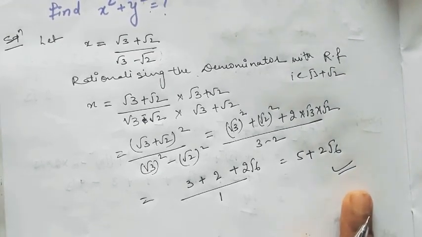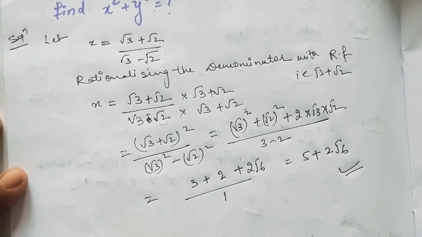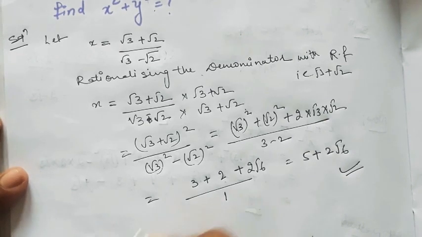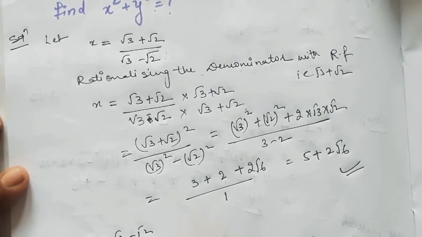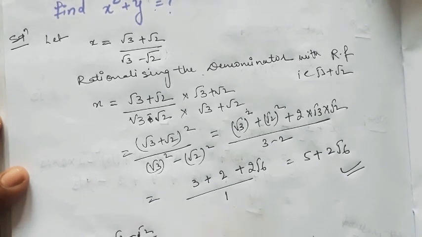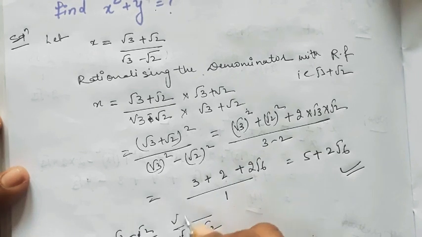Okay, now the next thing we need to do is the same for y. So I'm just doing the same by rationalizing the denominator, or multiplying it by its rationalizing factor.